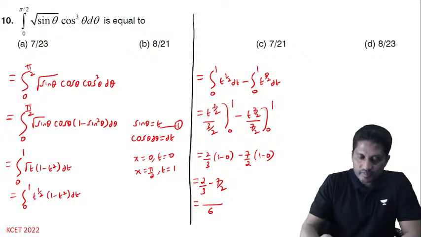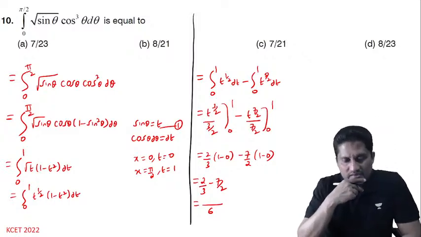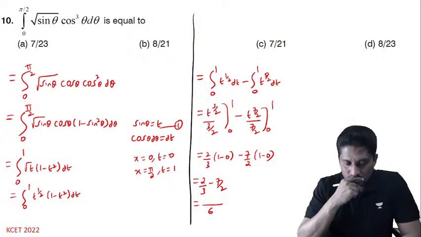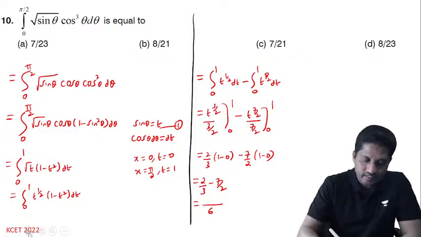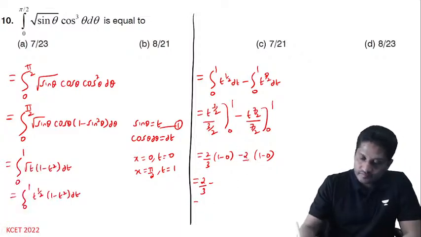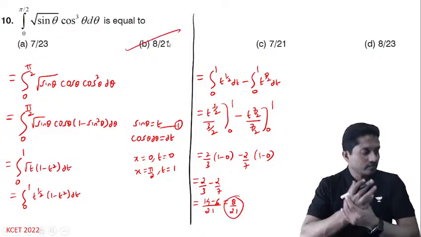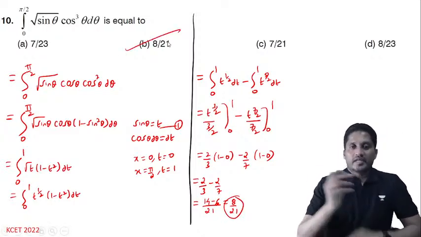t power half plus 1 is 3 by 2, and for root t times 1 minus t square, t square into half gives t power 5 by 2, so 5 by 2 plus 1 is 7 by 2. Sorry, this is 2 by 7, since 7 by 2 goes to the numerator. You get 2 upon 3 minus 2 upon 7. LCM is 21. This is 14 minus 6, which is equal to 8 by 21. Right, the answer is option B. Let's move to the next question.